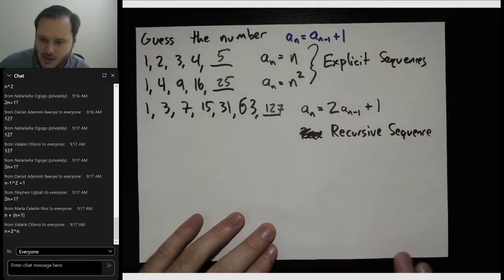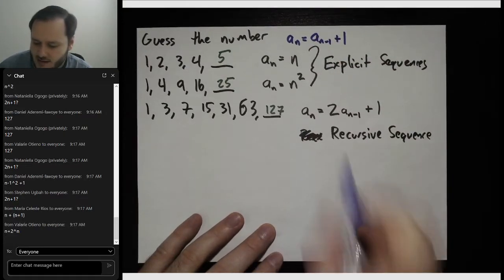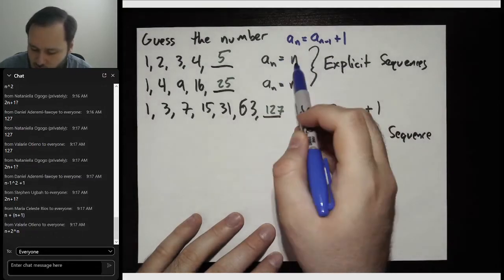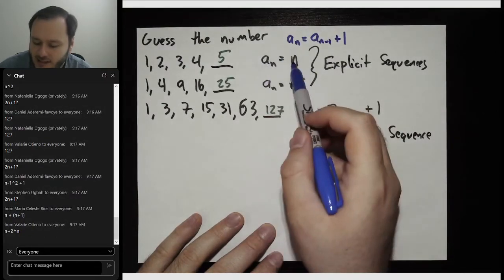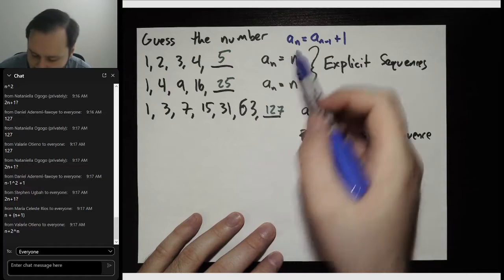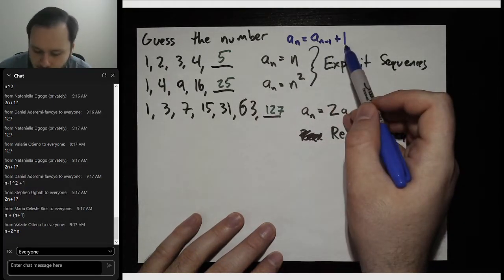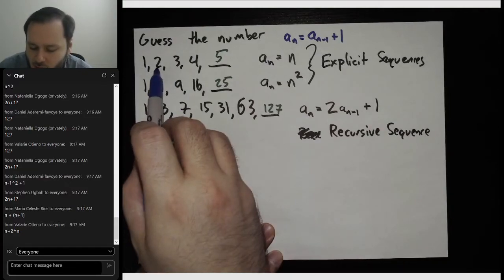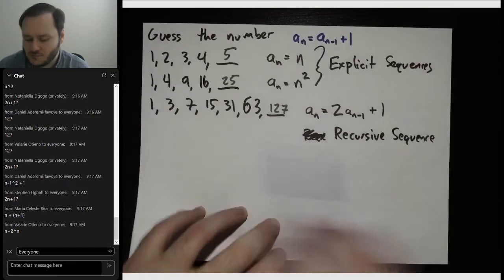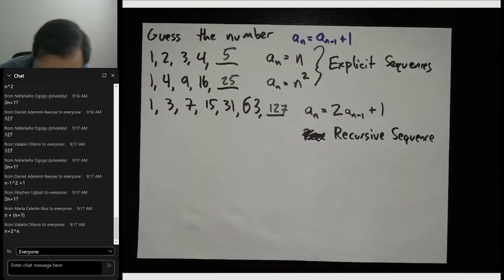So as was mentioned in the chat, a sub n equals n tells you exactly how to get each term. If you want the nth term, it's n. But I could also say, take the previous term and add 1. So how do I get from 1 to 2? Add 1. How do I get from 2 to 3? Add 1. Now, there's a bit of a drawback to recursive sequences.